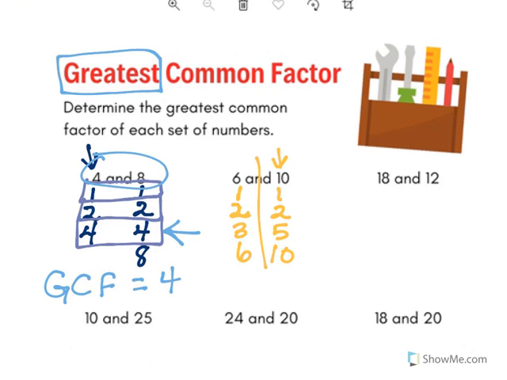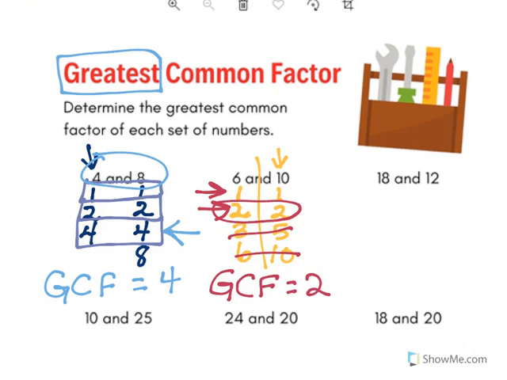So now I'm looking at the ones they have in common. Okay, we have the 1s in common. We have the 2s in common. 3, 5, 6, and 10, those are not in common. So our GCF would be 2.